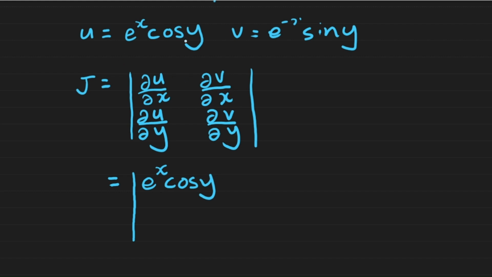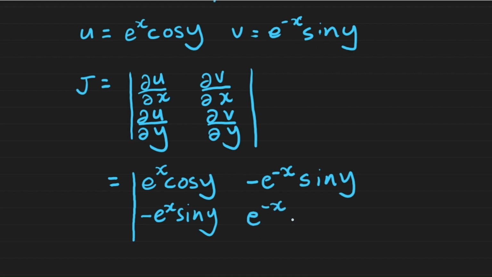Then ∂v/∂x. Again, sine of y is going to be held constant, so it's going to be e to the power minus x, and the derivative of the inside function is going to be minus 1, so we have to bring a minus to the front. So it's going to be minus e to the power minus x sine y. And then ∂u/∂y, this is going to be just a derivative of cos y, so that's going to be minus e to the power x sine y. And then lastly, ∂v/∂y, so the derivative of sine is cos, so we're left with e to the power minus x cos y.